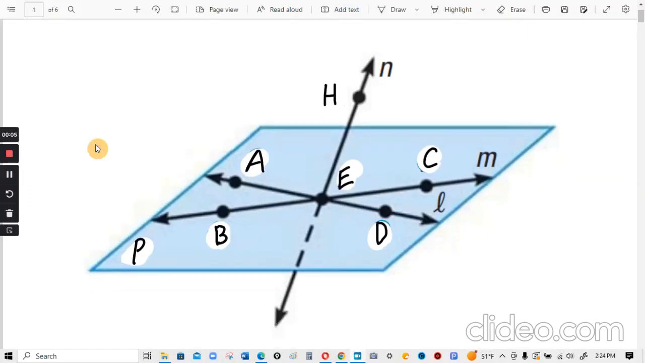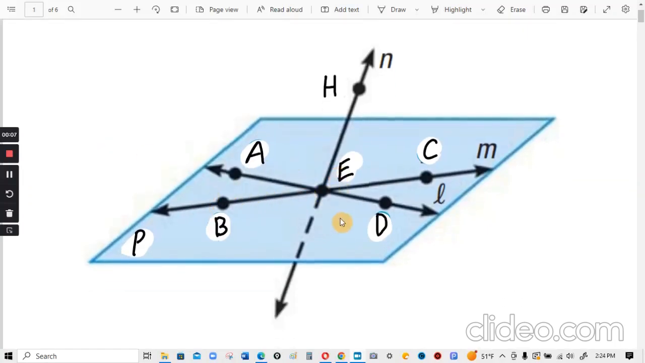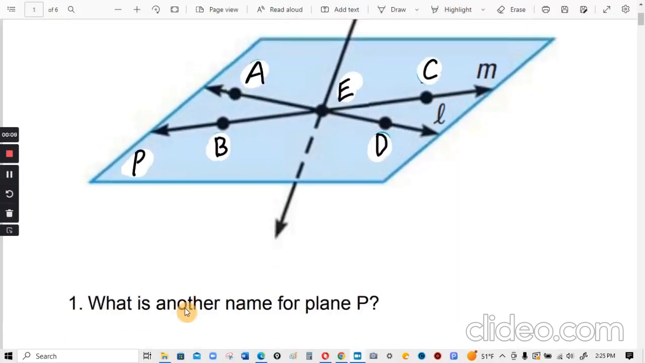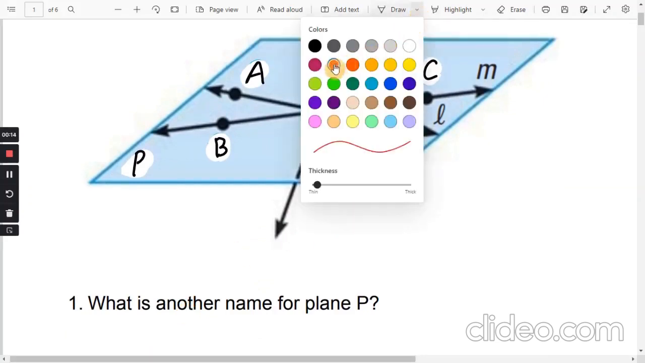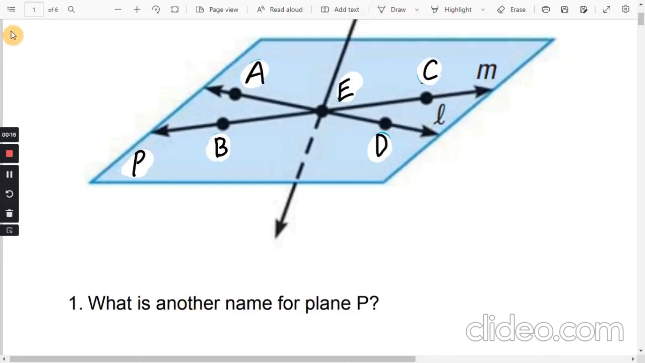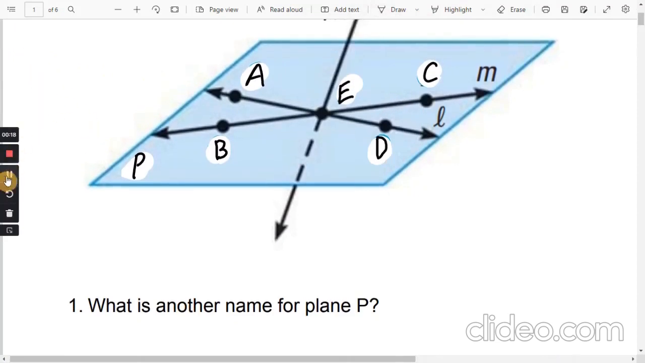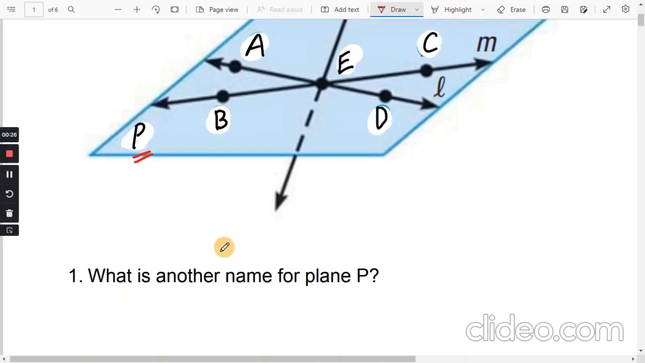All right, we have a plane here with points on it, and they want to know what is another name for plane P. All right, so this P right here is the name of a plane. That is not a point, so we can't use P for this.